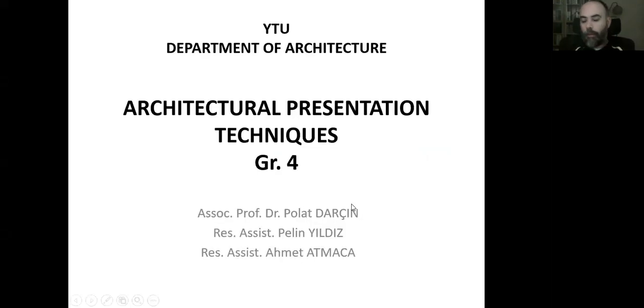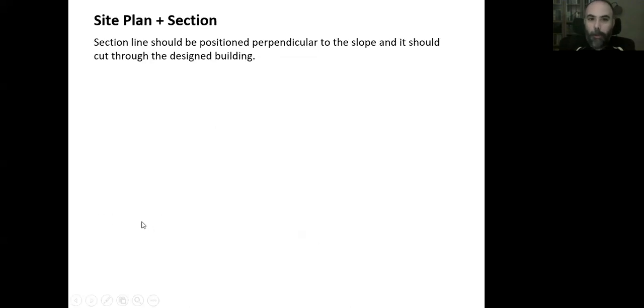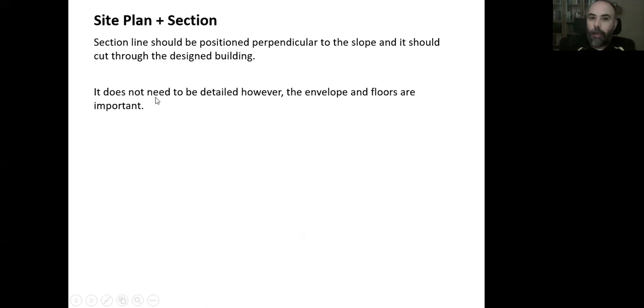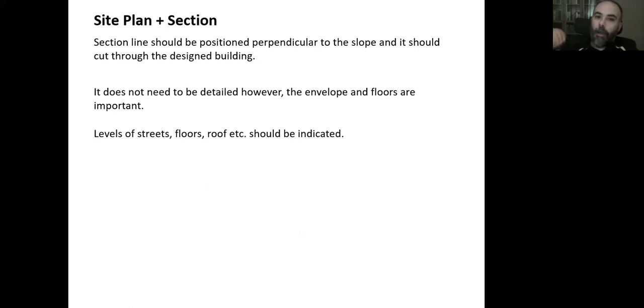Now let's see how we can draw the section of a site plan. The section line should be positioned perpendicular to the slope if possible, and it should cut through the designed building or designed area, let's say. It doesn't need to be detailed. However, the envelope and the floors are the important things that we represent in the section.